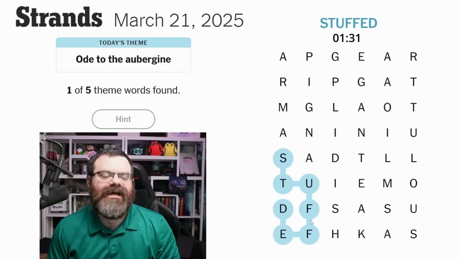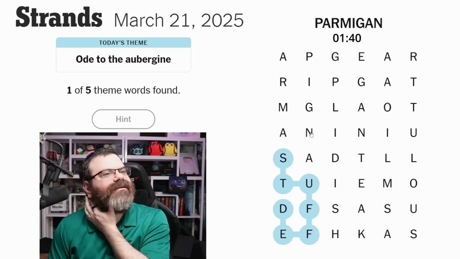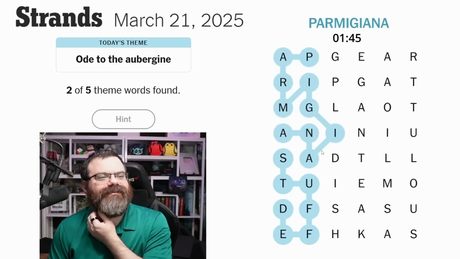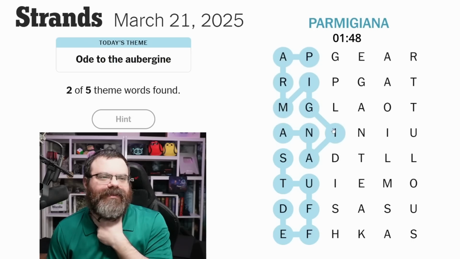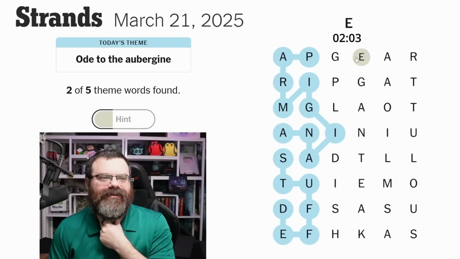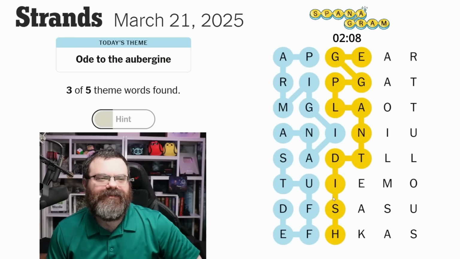Stuffed. Ode to the aubergine. Stuffed. Stuffed Parmesan. I think it might be Parmesan, and I don't know how to spell it. Parmesan. There we go. I think we are cooking something. Some kind of dish. What kind of dish are we? It's not just dish on. Dish is going to be our spanogram. Plant dish? Eggplant dish. There we go. Eggplant dish. So it's an eggplant Parmesan. Stuffed eggplant.